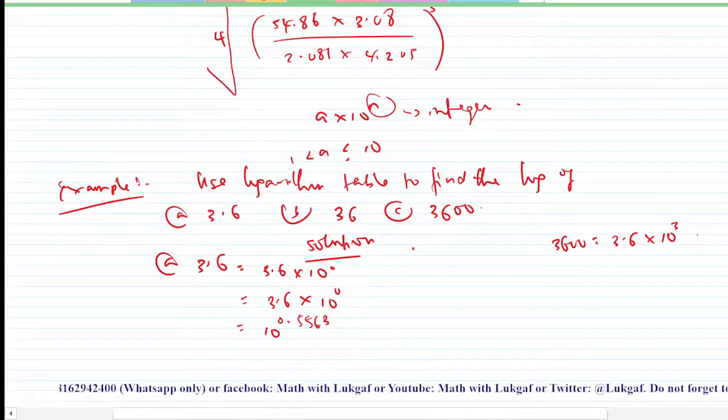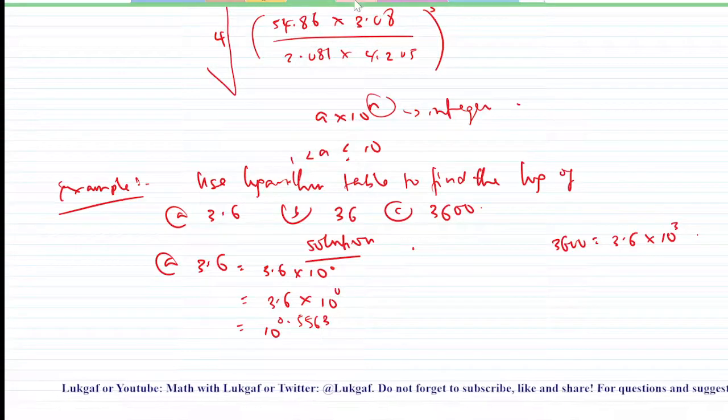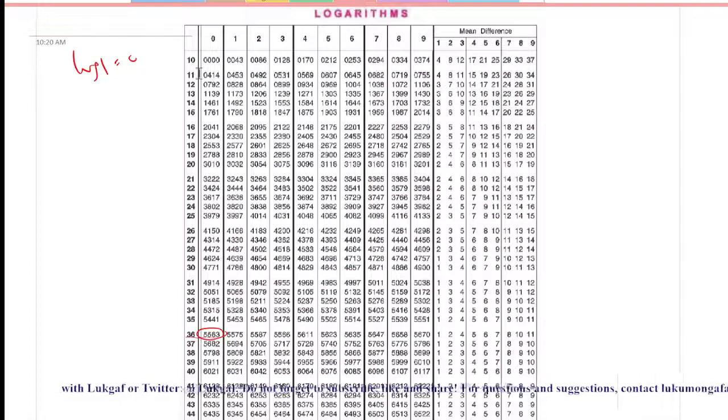Do you understand why it is 0.5563? Remember I said the logarithm table consists of the logarithm of numbers between 1 and 10. The logarithm of 1 is 0. Since you've not reached the logarithm of 10, which is 1, any number in between 1 and 10 still falls in between 0 and 1. That's why we have 0.5563.